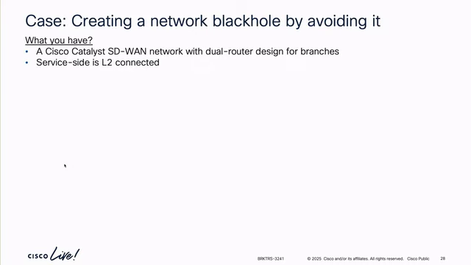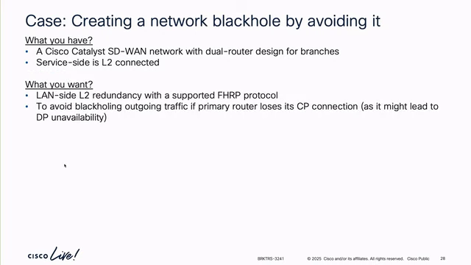So let's say we have an SD-WAN network and we have a two router design in a remote location, and we have layer 2 connected service side. Normally what we would do in that case, we just choose a first hop router protocol like VRRP to ensure redundancy. So we will be able to forward traffic either way, which totally makes sense and is an absolutely common case. But the problem with VRRP, it knows nothing about SD-WAN. It knows nothing about OMP.